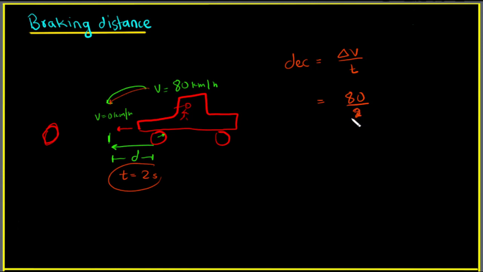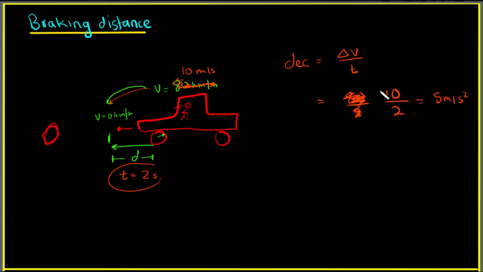Let's actually not take the measurements in kilometers an hour. Let's take readings in meters per second. Let's say the car was traveling at 10 meters per second, right? And then it comes to 0 meters per second. So it went from 10 to 0, and the change in velocity is going to be 10 meters per second. It came to a stop in 2 seconds, so the deceleration would be 5 meters per second squared.